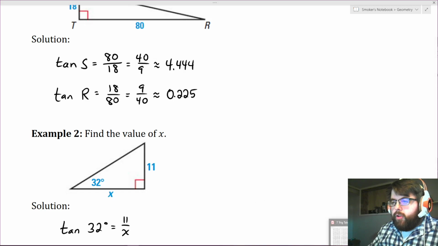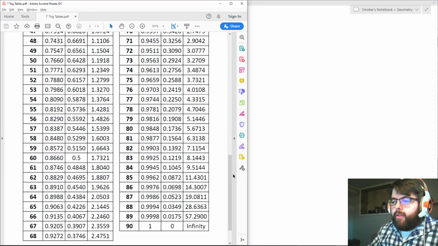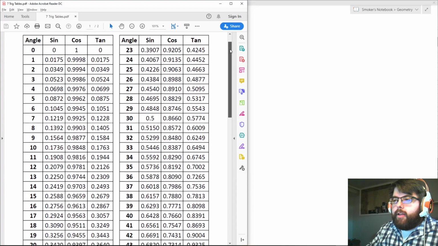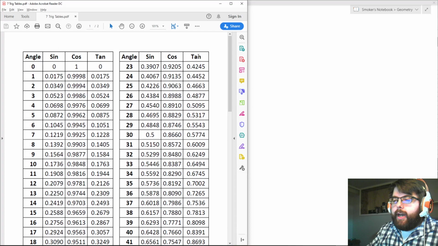You will be given, or you will have access to, this table. This is a table of values. And you can see there are 3 columns here. We're interested in the TAN column for now. We'll get to the other 2 columns, but right now we're just interested in the tangent column. Okay, so this over here is the angle measures. This is a very important column for all of this page. All these 3 columns relate back to this angle column.